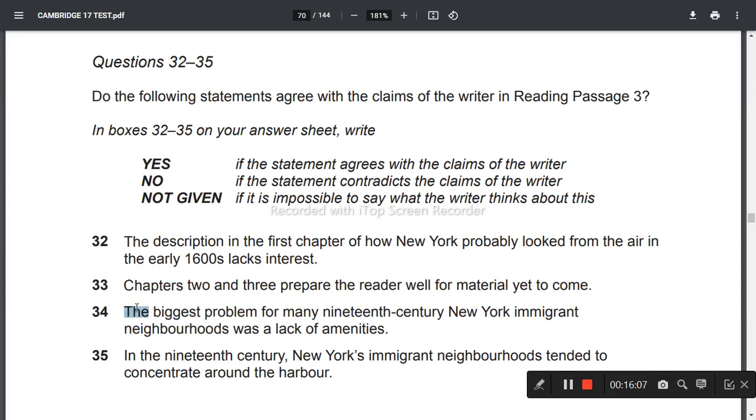The biggest problem for many 19th century New York immigrant neighborhoods was a lack of amenities. Not given. In the 19th century, New York's immigrant neighborhoods tended to concentrate around the harbor. No.